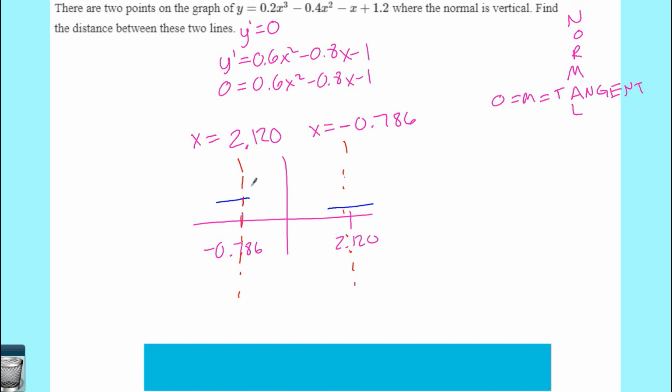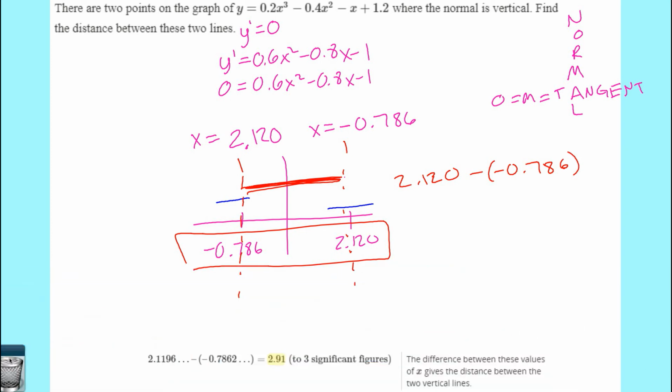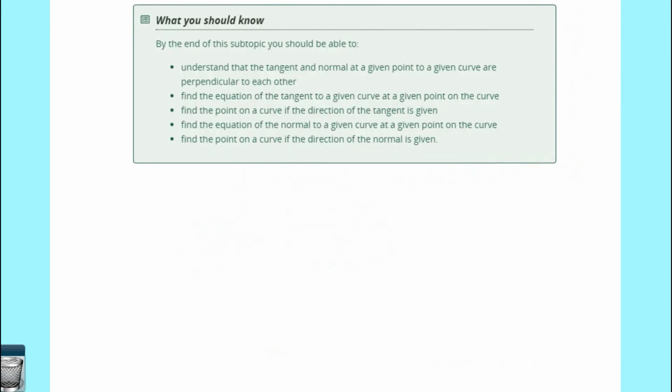So the distance between these two lines is just the distance between the x values. You with me? So we just take the difference. 1.2 minus negative 0.786, and that should give us our distance. And there we have it. 2.912, 3 significant figures.